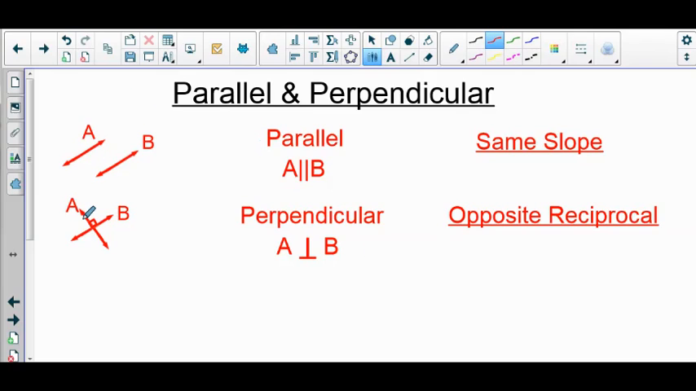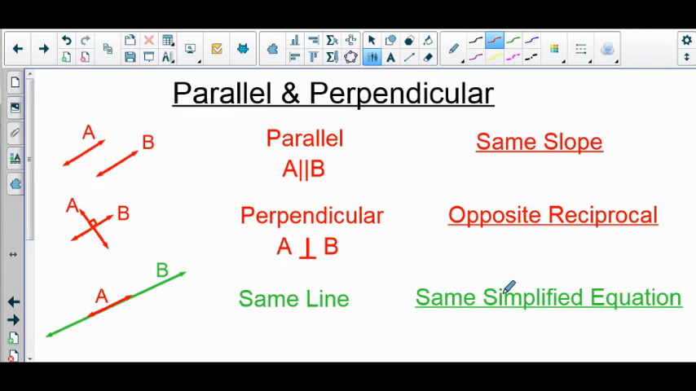And again, the third possibility is that the lines touch everywhere. And if they touch everywhere, they are the same line. And if they are the same line, then that means that they have the same simplified equation, that the equation of both lines will be simplified down to the same thing. And we'll look at that more in detail on the next one.